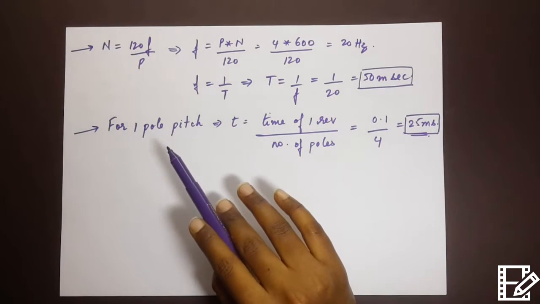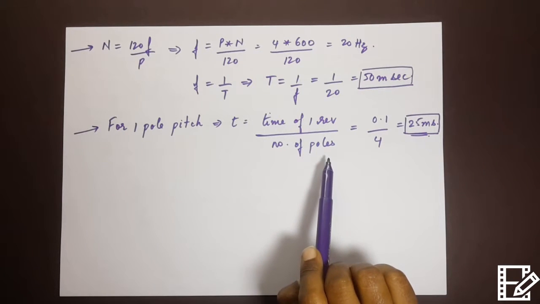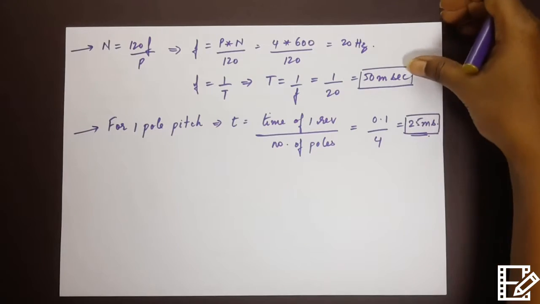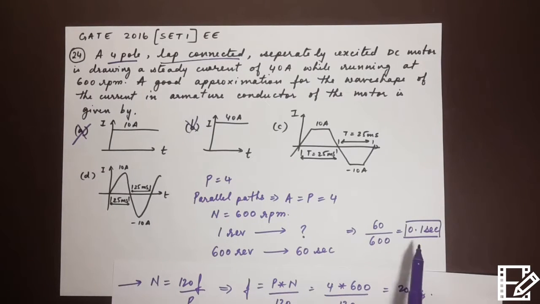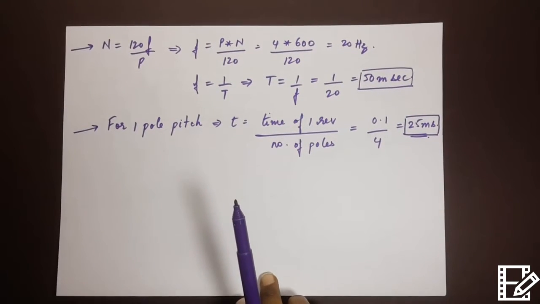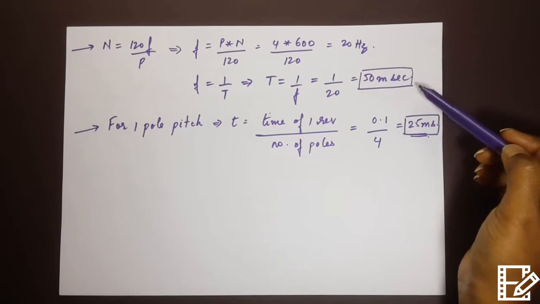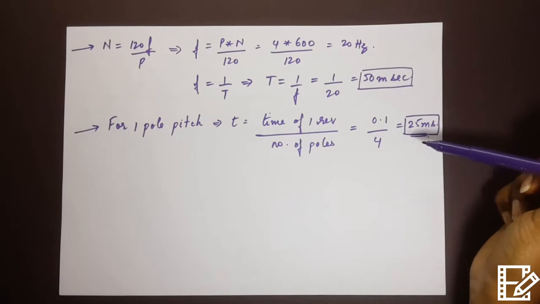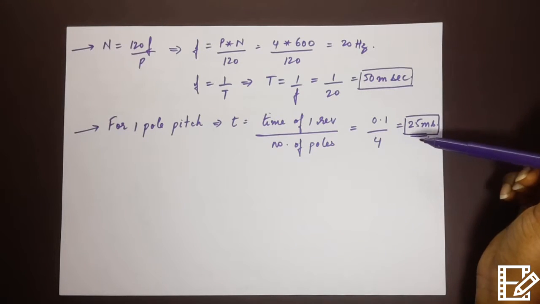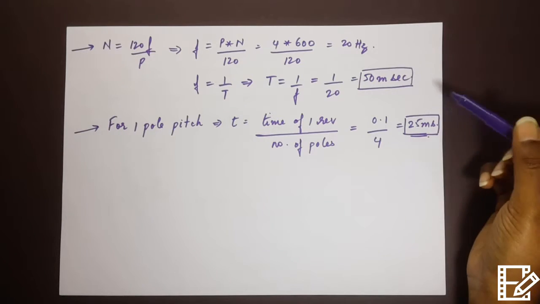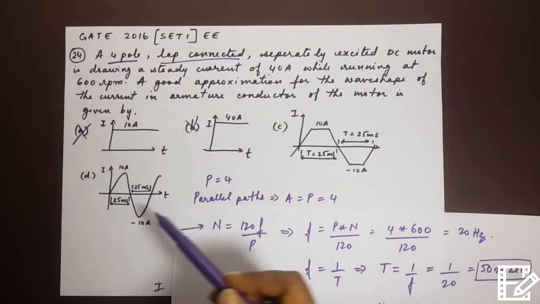The next method is to calculate the pole pitch. For 1 pole pitch, the time period is time of 1 revolution divided by the number of poles. In the previous part we found out the time of 1 revolution. Let me just show that to you. Over here, 1 revolution is 60 by 600, which is 0.1 second. If we substitute the values here, T equals 0.1 divided by 4, that's 25 milliseconds. So either you can find out the time period of 1 complete cycle, or the time period of half a cycle. That's 50 milli and 25 milli. Once you find out half a cycle, you can easily tell that one full cycle is twice this amount. So these are the two ways. Now because you can find out the time period, it tells us that option A is also wrong. So we are left with option C and D.